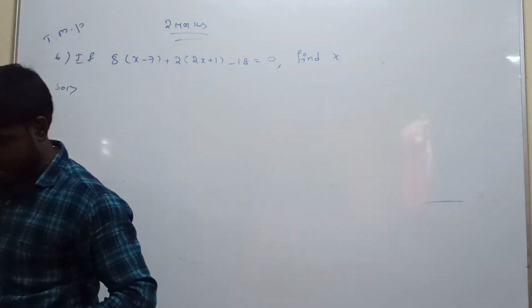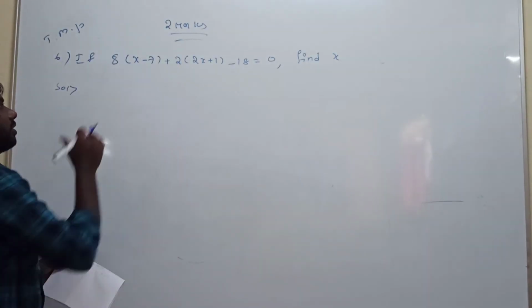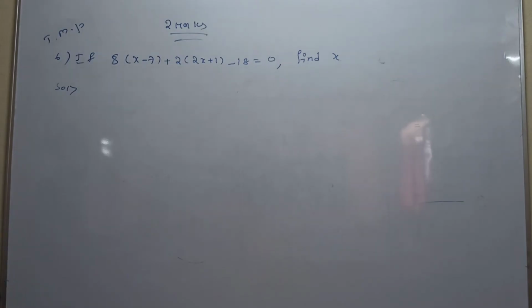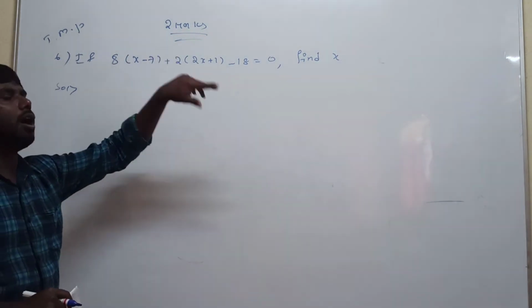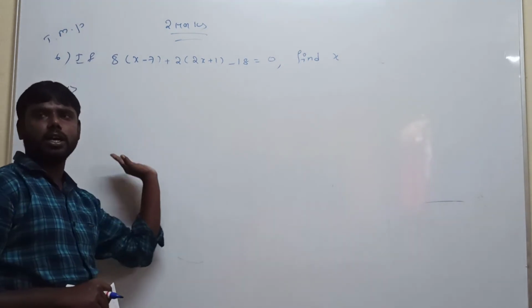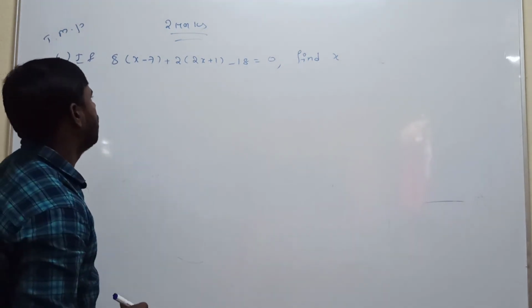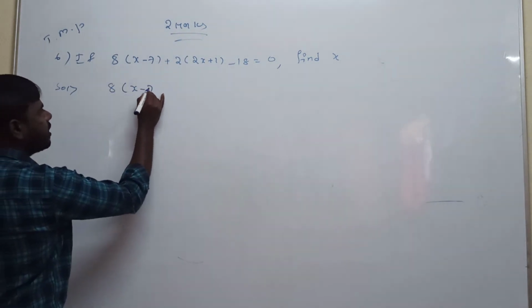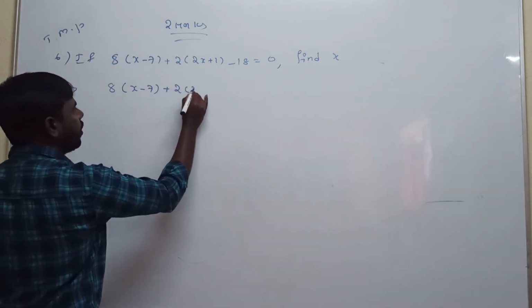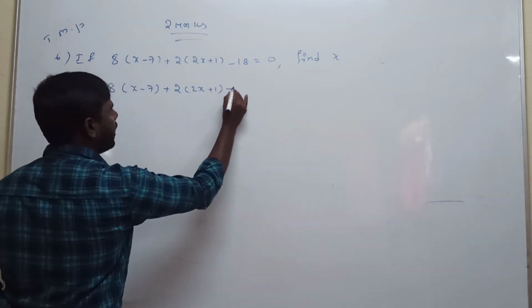Here also, one equation is given to calculate x. So write the equation as it is, after that simplify the given equation, and after that take the x variable to one side and the constant value to the other side. First of all, what is the given equation? 8 into x minus 7 plus 2 into 2x plus 1 minus 18 is equal to 0.